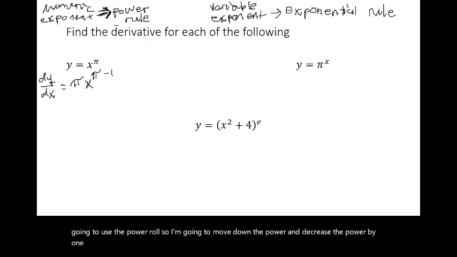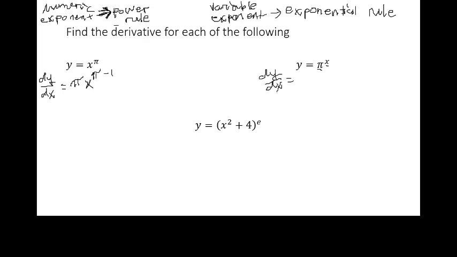However, for this next one, for y equals pi to the power x, is your exponent a variable or a number? Your exponent is a variable. Therefore, this is an exponential function of base pi. So its derivative is going to use the exponential rules, and its derivative is going to be itself, pi to the x, times the natural log of the base, the natural log of pi.